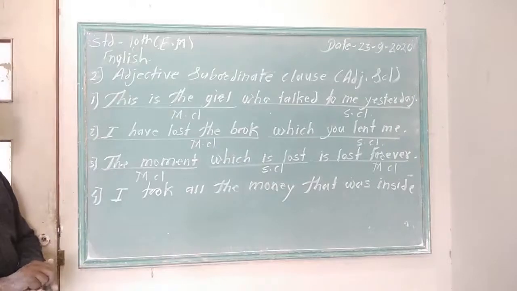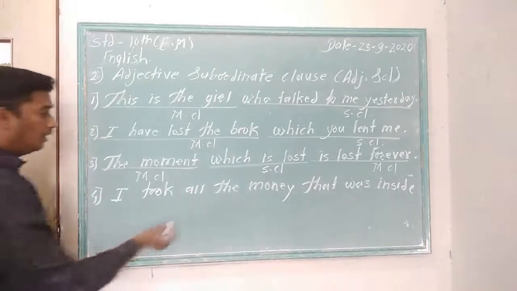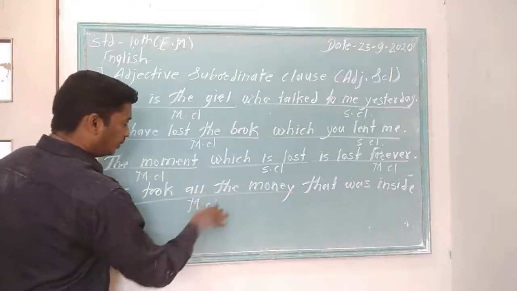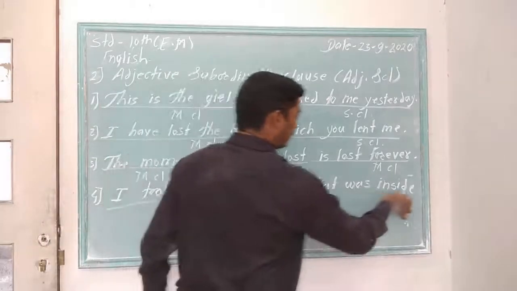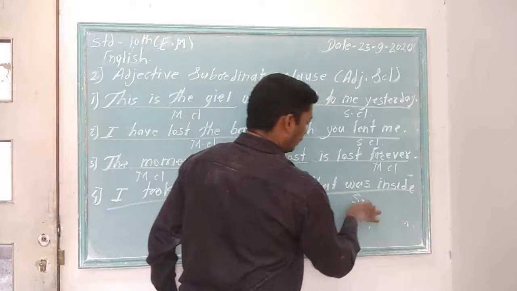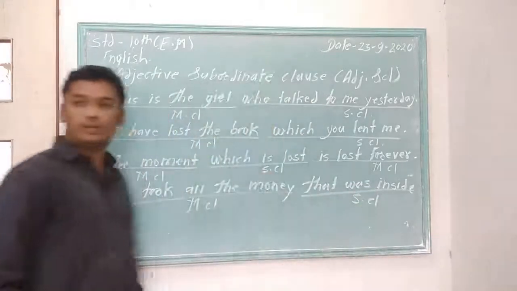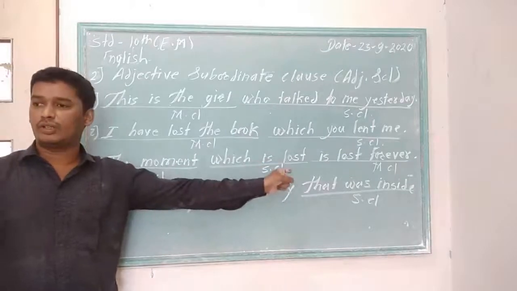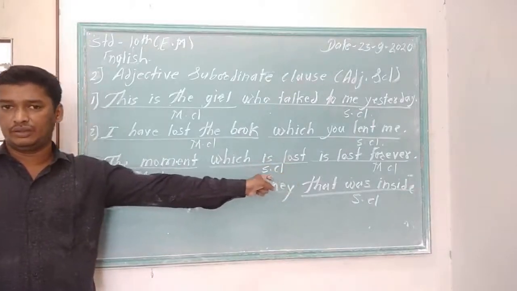I took all the money that was inside. I took all the money, it is the main clause. That was inside, it is a subordinate clause. Okay? The main clause expresses complete meaning, but that part cannot express the complete meaning.